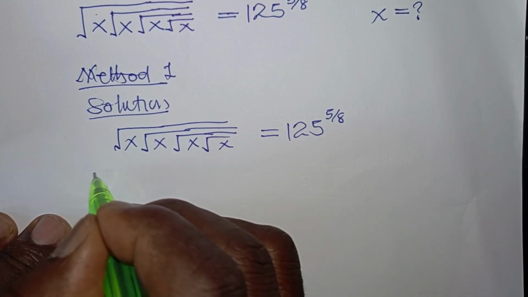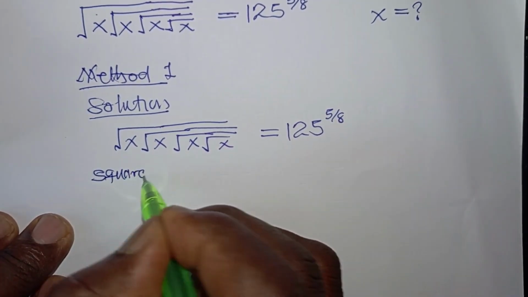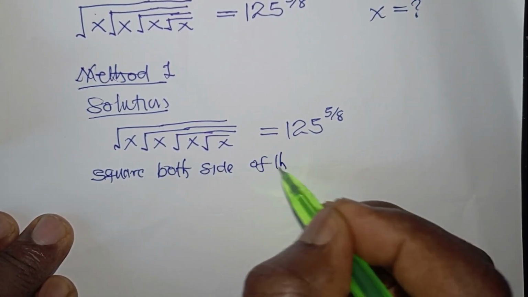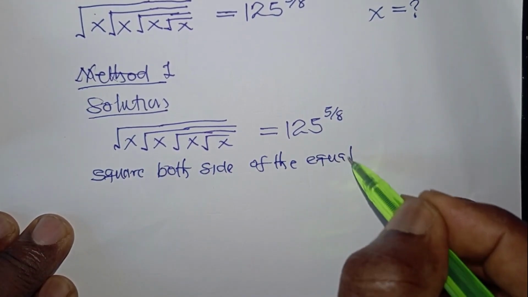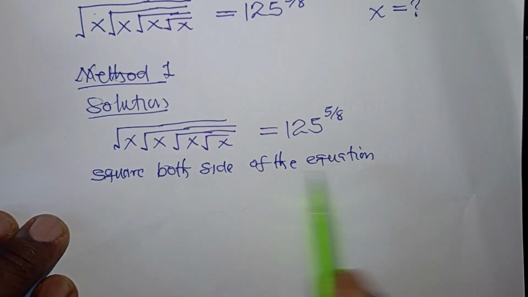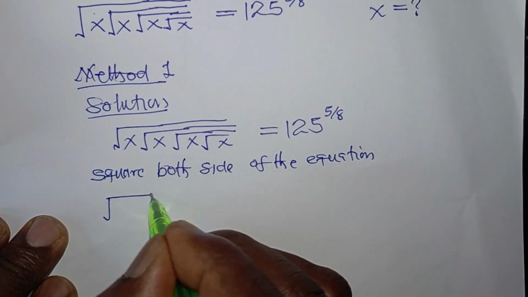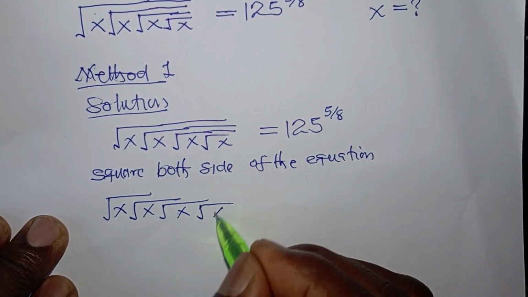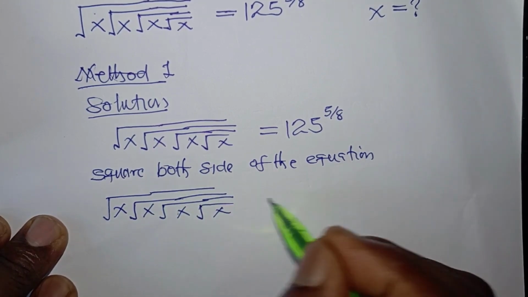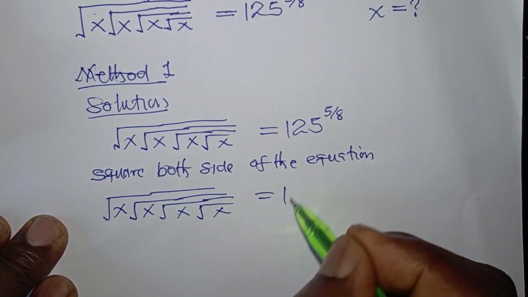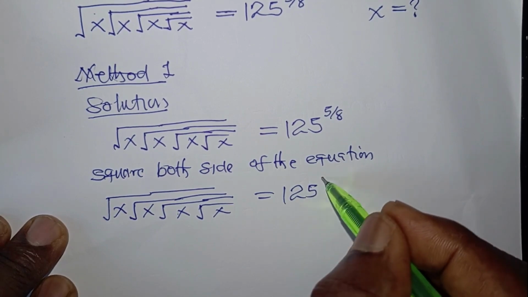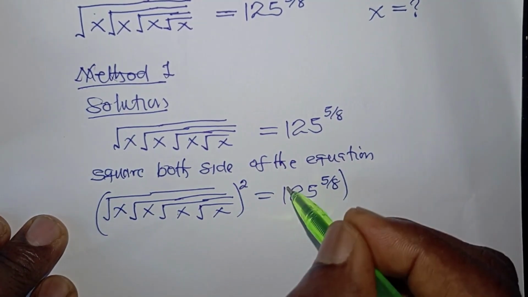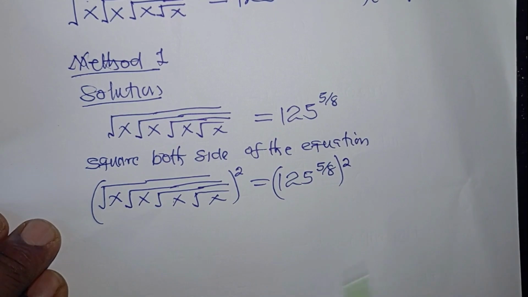So method one: square both sides of the equation. When you square both sides, you can take the x. So I have square root of x, square root of x, square root of x, and the square root of x equals 125 raised to the power 5 over 8. If you square here, you must square here too. So let's apply this rule.